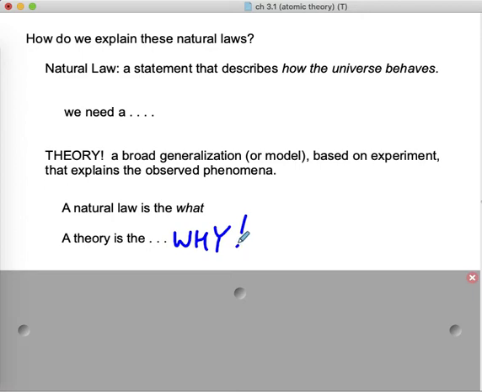So, in the early 1800s, a British scientist and school teacher named John Dalton looked at lots and lots of scientific research, and he came up with a model that explains all of these natural laws. In other words, Dalton says, if you accept the 5 points of my theory, I can explain to you why mass is always conserved in chemical reactions, why the law of definite proportions works, why the law of multiple proportions works. And here is Dalton's atomic theory.